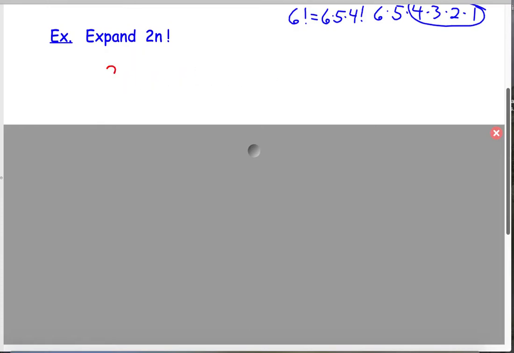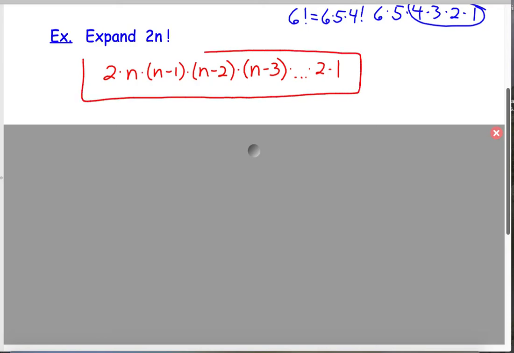So when I expand this, I'm really going to get 2, and then I'm going to start doing n factorial. And usually the question is, well, how many do I have to write? And the general rule is, write as many as you need until you can see the pattern. And so this would be the expansion of the expression 2 times n factorial.